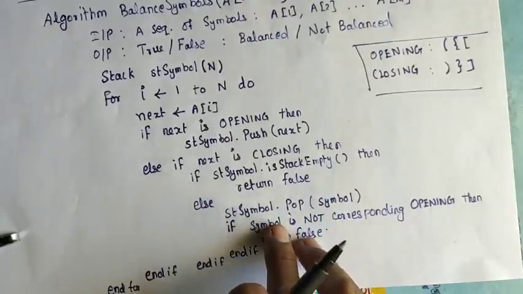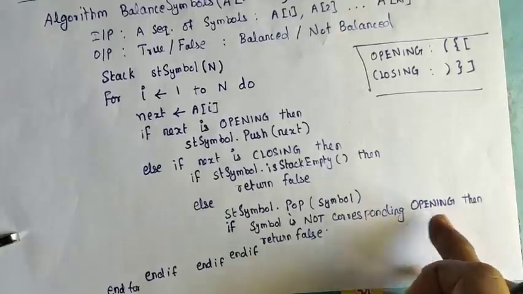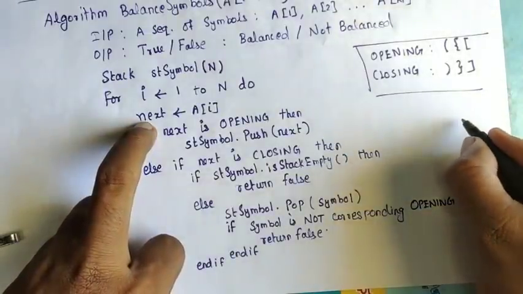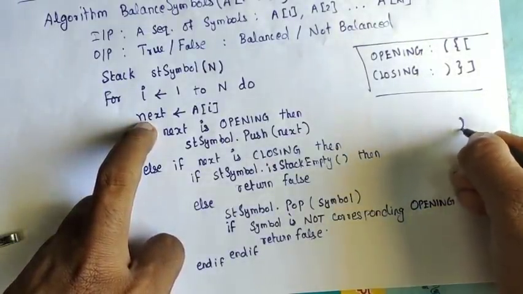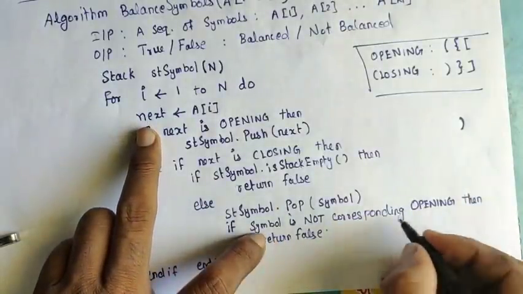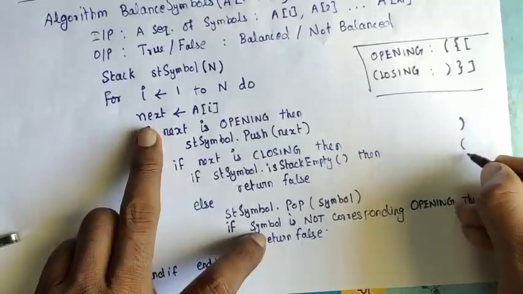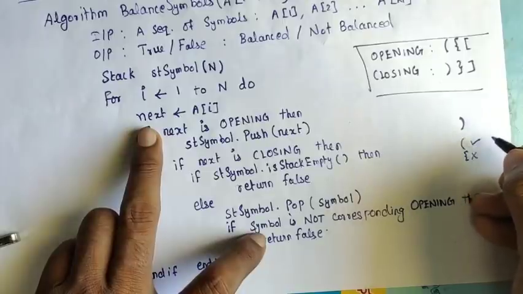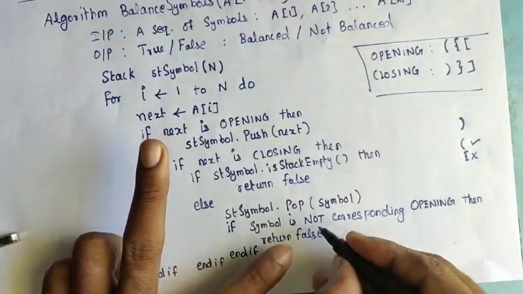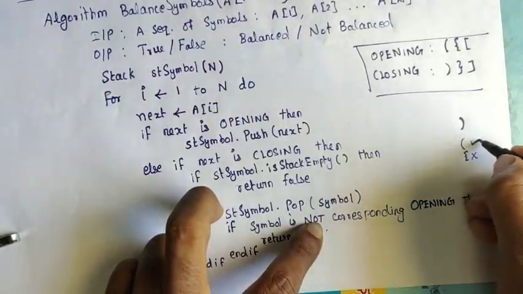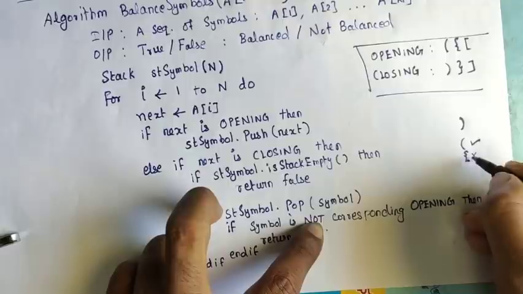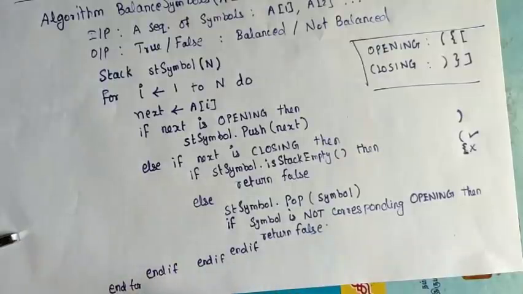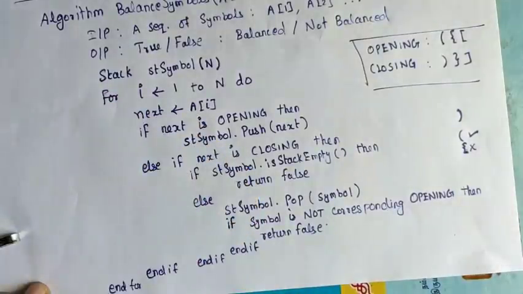We are checking whether that element is the corresponding opening symbol. Corresponding opening symbol means what? Suppose this next character is this bracket, the round bracket. Then the popped element should be the corresponding bracket. It should not be like this. If it is something like this opening brace, then in that case also it is not balanced. So I have to return false. Okay, so we have to process all the characters.